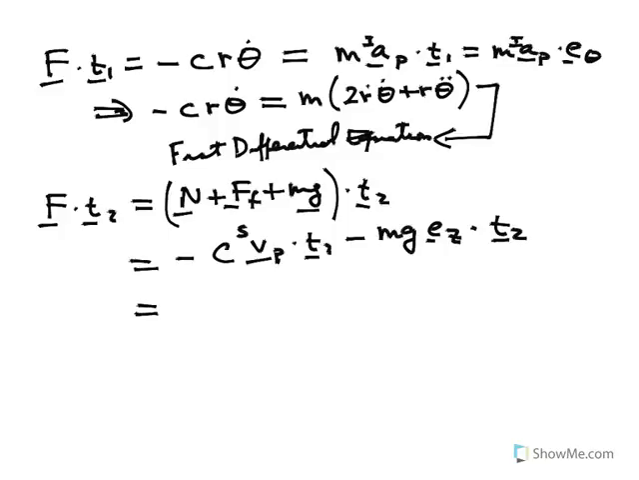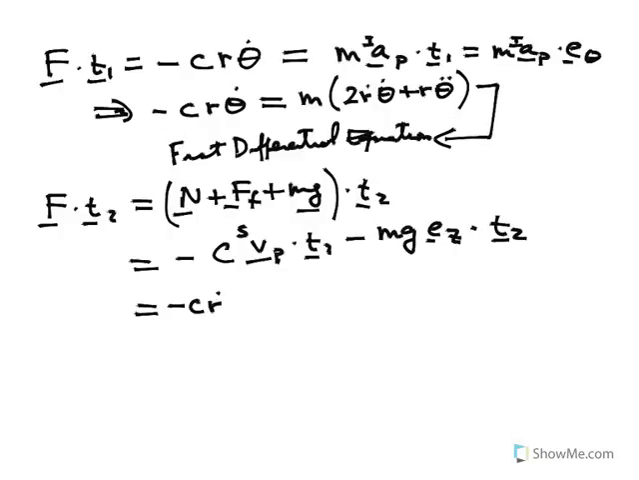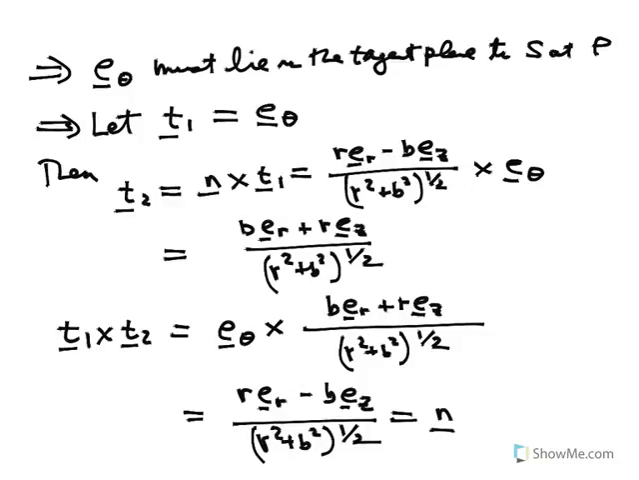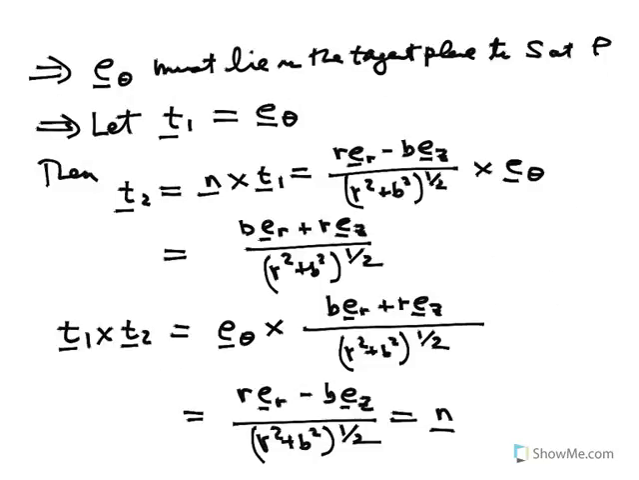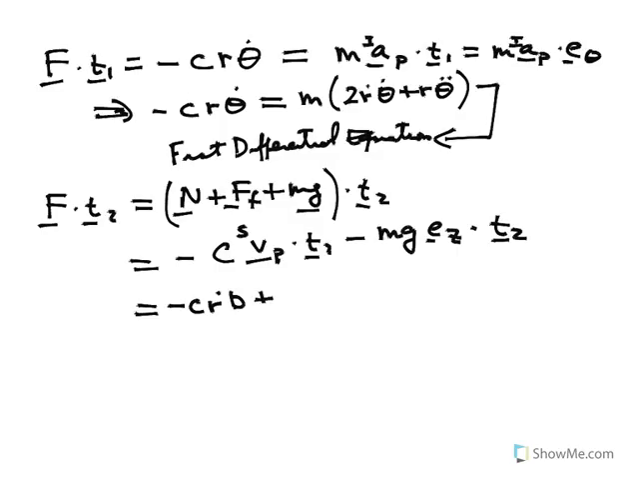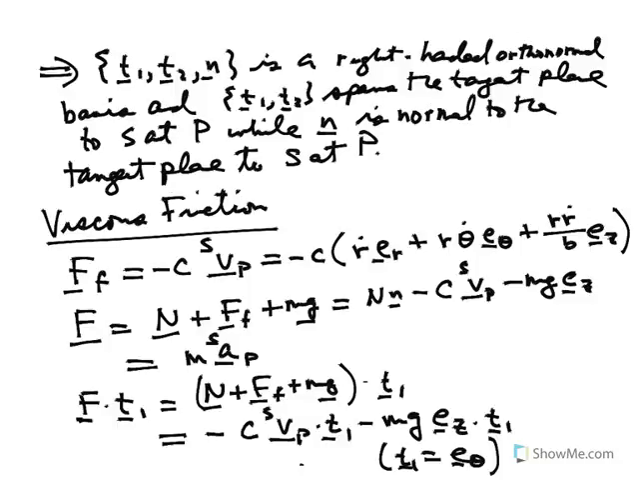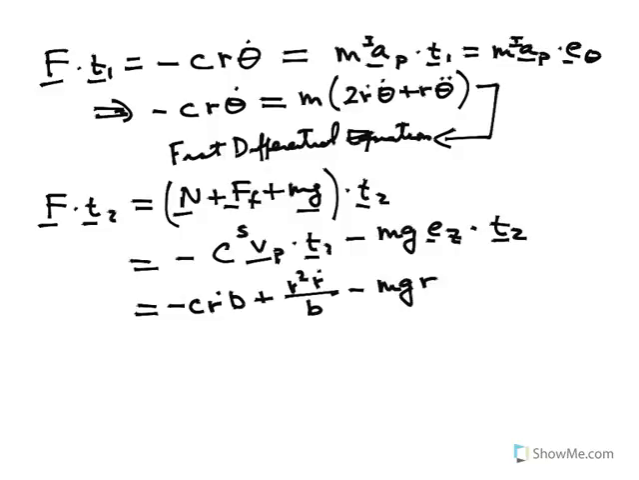And if I take this velocity, I need the e_r and the e_theta components. I've got minus c times r dot. And then for T2, I've got to get the e_r component, which is b. So I'm going to wind up manipulating this a little bit to make it easier on myself. And then I've got the e_z component. I need the e_z component of the speed, which is r r dot over b. So I've got plus r squared r dot all divided by b. And then I've got minus mg e_z dotted with T2. But T2 has a component, so it's minus mg r, and then this whole thing is divided by r squared plus b squared to the 1/2.